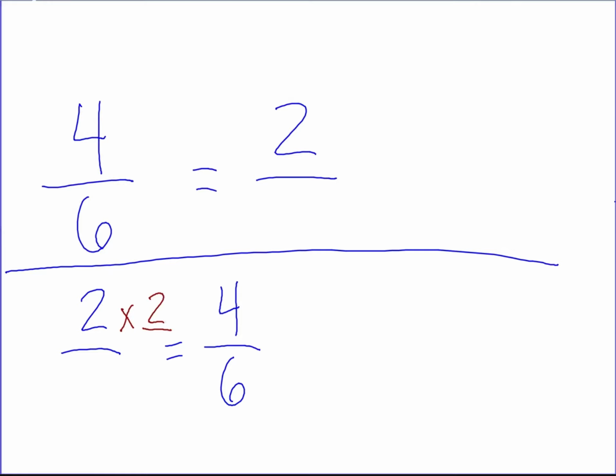Okay? So then you can say, what times 2 is 6? 1 times 2 is 2. 2 times 2 is 4. 3 times 2 is 6. Oh, so it's 3. So it's 3 times 2 is 6.